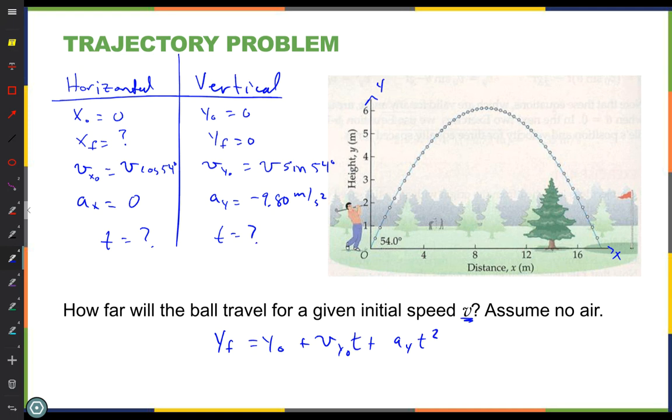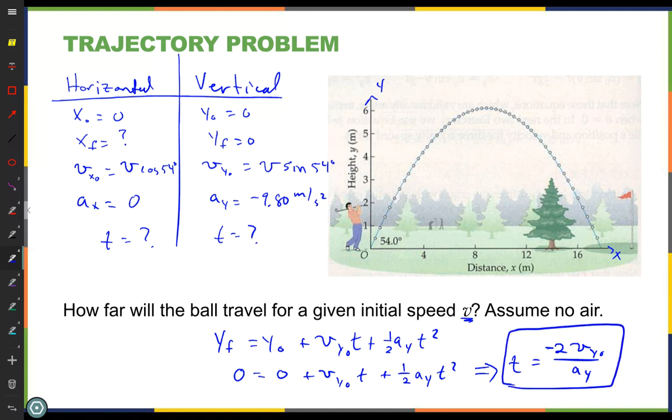But the y final, y initial are both zeros. And so this comes out to be, I forgot a 1/2. Trying to hurry. Solve that for time. Notice that there's zeros, time, and time squared. So I can cancel one of the times. And I will end up with time is equal to 2vy0 over minus a, sine. So I get that equation for the time.